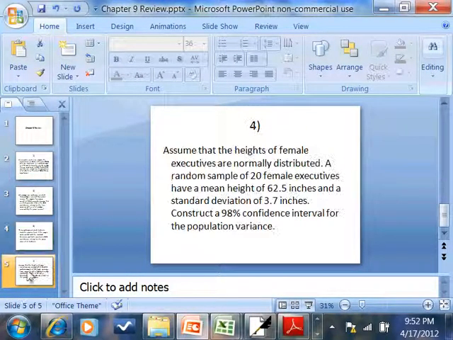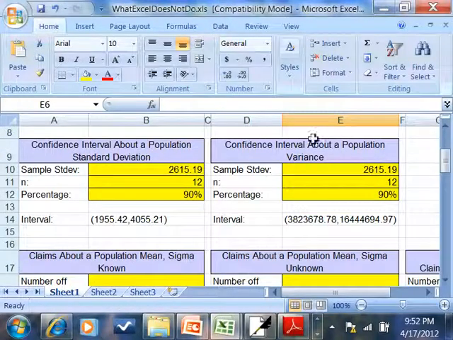And last one. Assume the heights of female executives are normally distributed. A random sample of 20, so that's n. Have a mean height of 62.5, so that would be x bar, because this is referring to the 20. And a standard deviation of 3.7. So that'd be s, because it's referring to the 20. Construct a 98% confidence interval for the population variance.